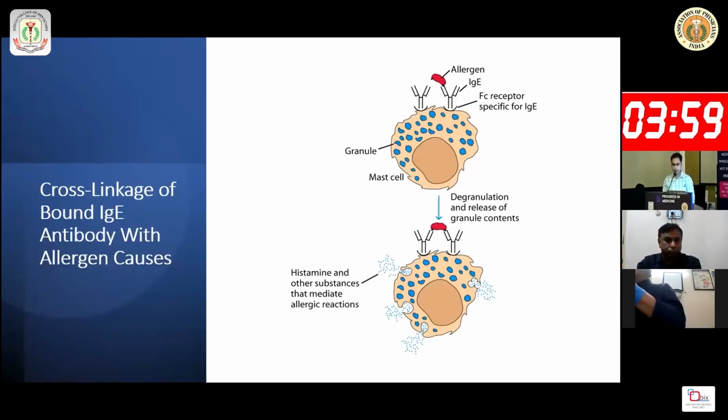It binds with an allergen, and the FC receptor specific for IgE binds with the mast cell, and then it degranulates the mast cell and effectively releases histamine from the mast cell and usually aggravates the allergic response.